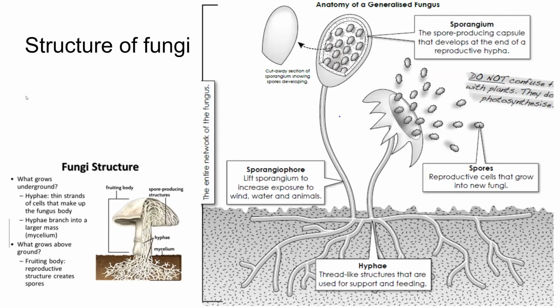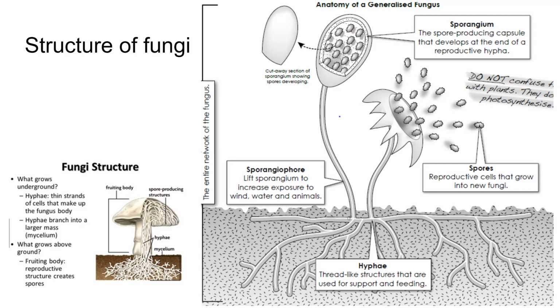Okay, so structure of fungi. So we can see on the right-hand side, this is a pretty interesting picture. We've got, say, for example, a piece of bread. Okay, this is our surface here. And the hyphae itself is what is anchoring itself and supporting the rest of the fungi. So the hyphae grows on the bread.